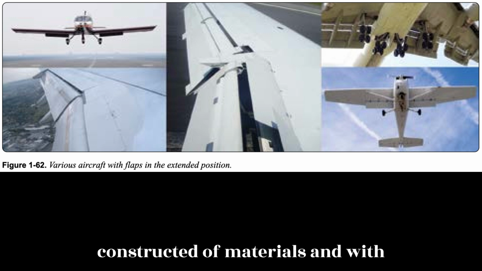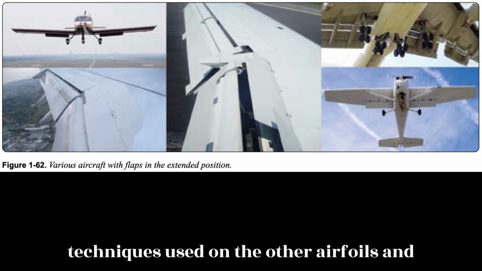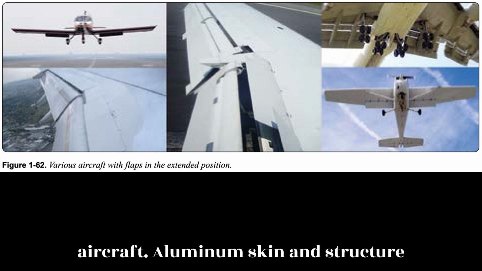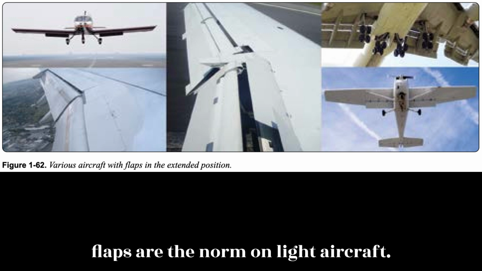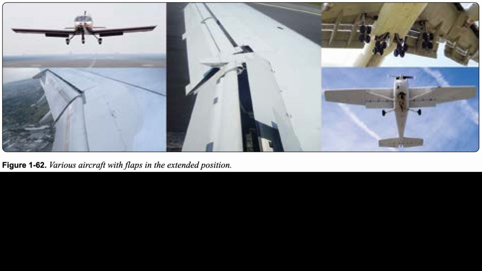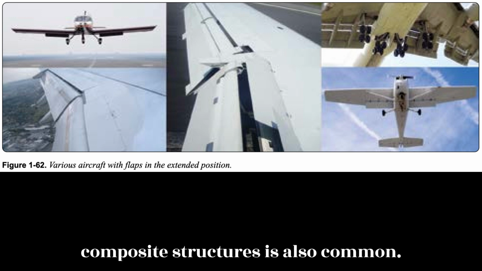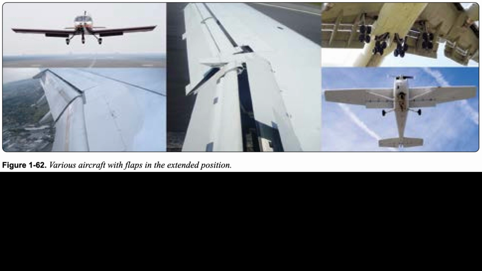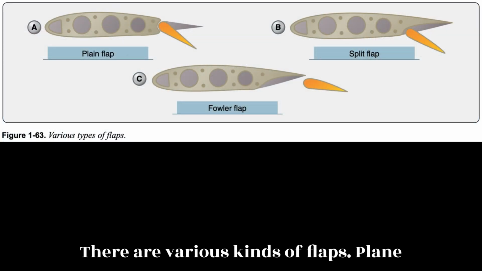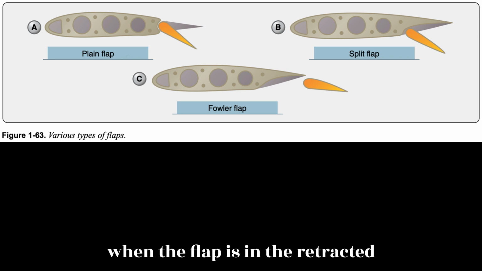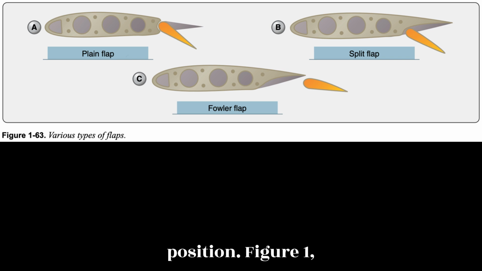Flaps are usually constructed of materials and with techniques used on the other airfoils and control surfaces of a particular aircraft. Aluminum skin and structure flaps are the norm on light aircraft. Heavy and high-performance aircraft flaps may also be aluminum, but the use of composite structures is also common. There are various kinds of flaps. Plain flaps form the trailing edge of the wing when the flap is in the retracted position. Figure 163A.